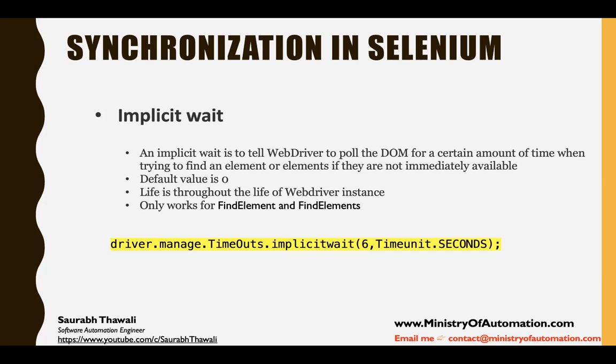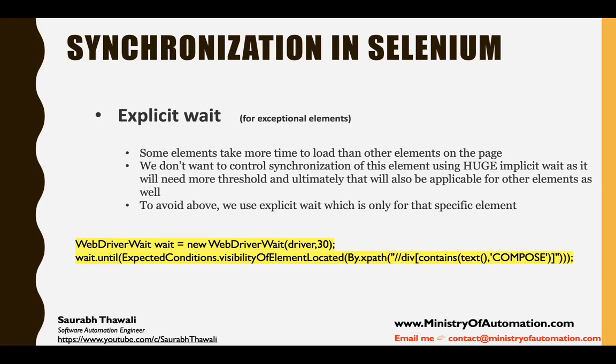Now how do we control this? So there is an explicit wait. In such cases, you don't want to increase your implicit wait time. Let it be 30 seconds. Just for that one drop down, just for that one element, I will write an explicit wait, or I will handle that using explicit wait.